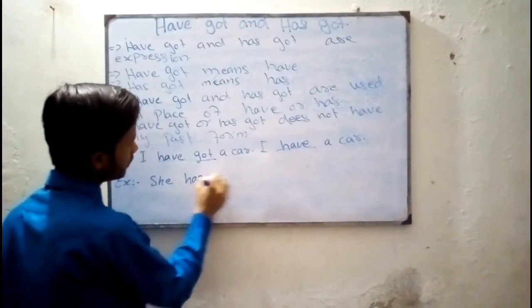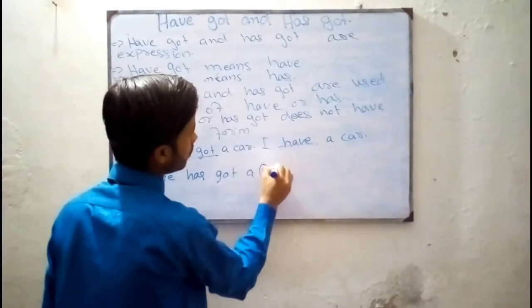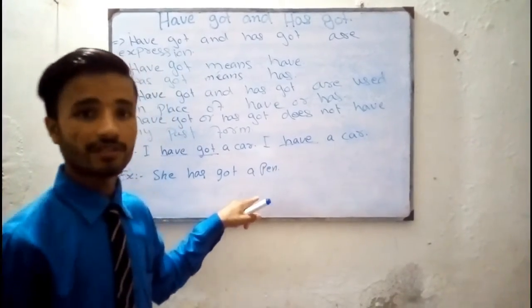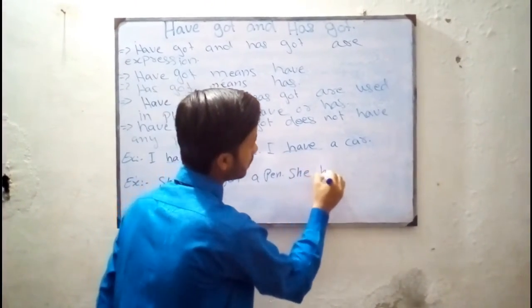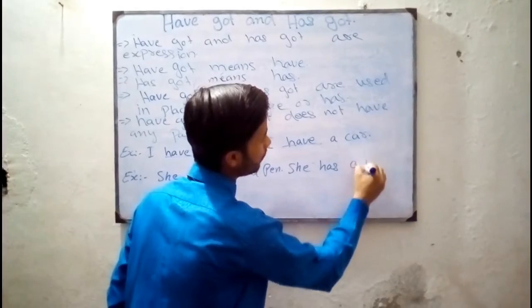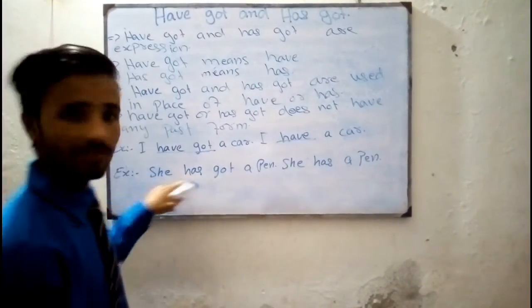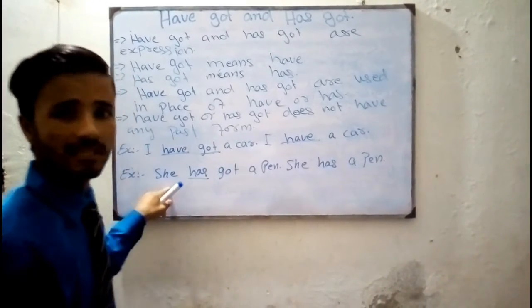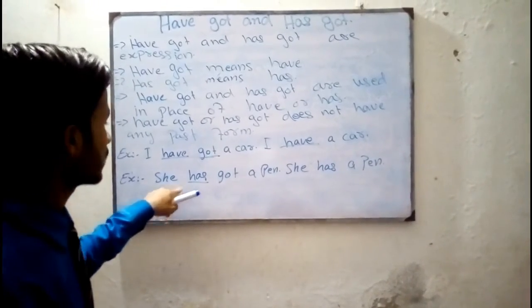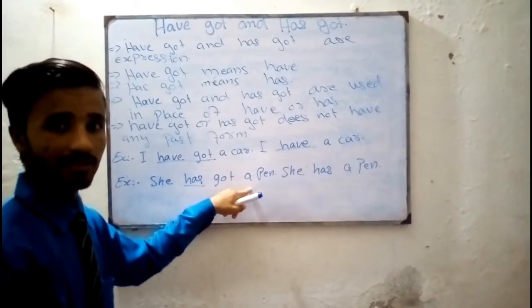See another example. She has got a pen. Now what does this sentence mean? This sentence means that she has a pen. We use has with singular and have with plural. So it is a singular subject, and that's why I used has. She has got a pen.